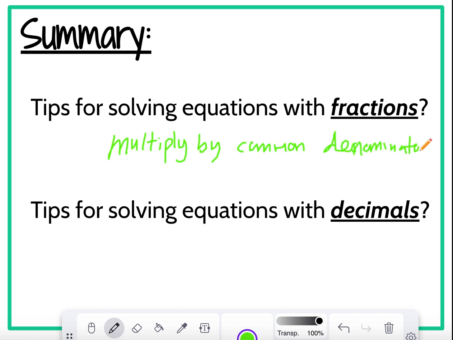My handwriting is so bad right now. Oh my gosh, with this thing. Okay, common denominator. That will get rid of the fractions.